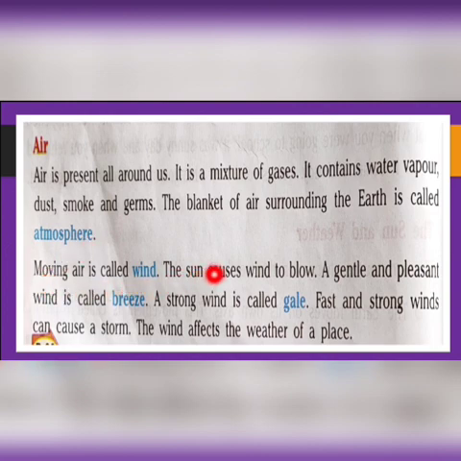Sun is the cause of wind. Gentle and pleasant wind is called breeze. A strong wind is called gale. Fast and strong winds can cause storm, right? And wind also affects the weather of a place.